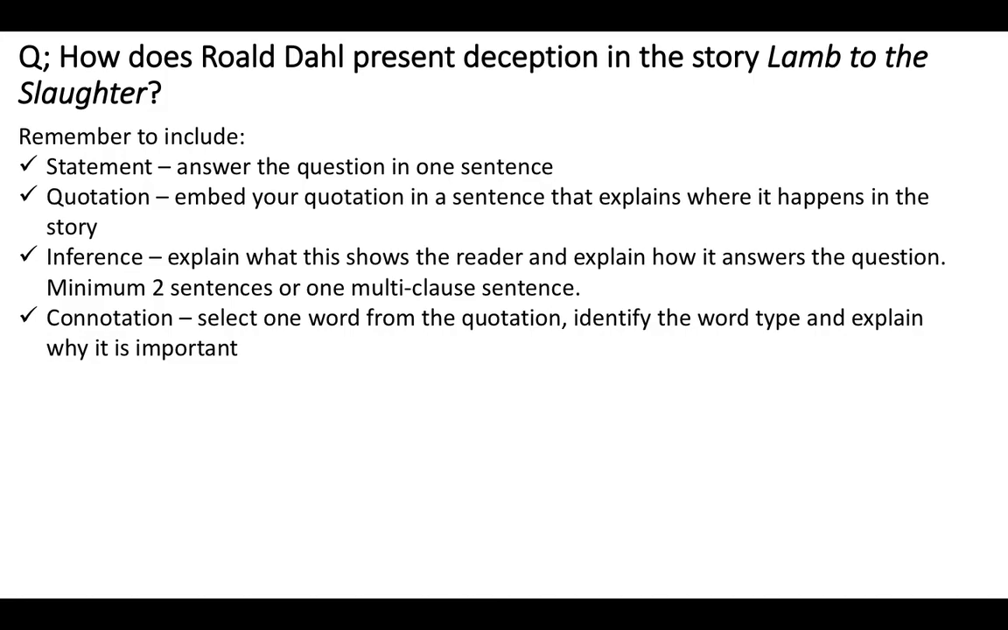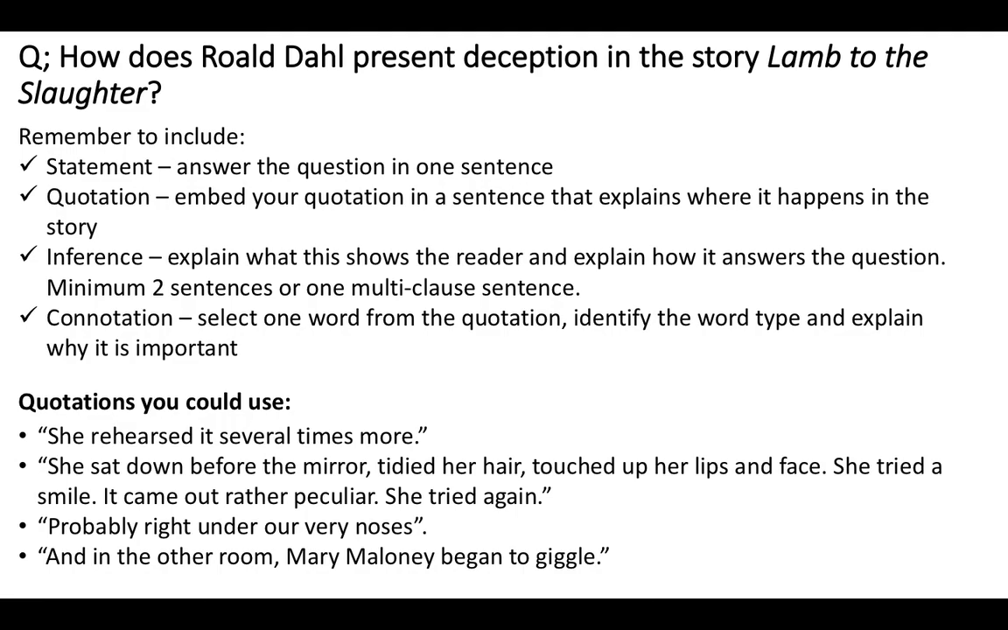You're doing a connotation, so selecting one word from the quotation, identifying the word type, noun, adjective, verb, adverb, and then explaining why you think that word is important. How does it further reinforce what you've already said? And then there are those quotations again if you haven't quite chosen one yet that you're going to write about.